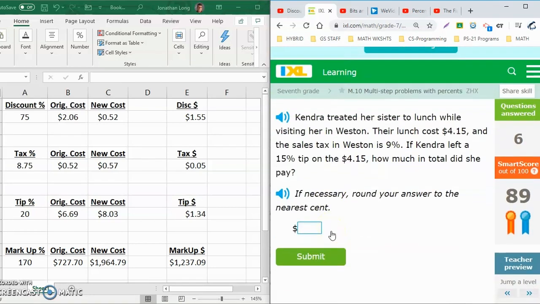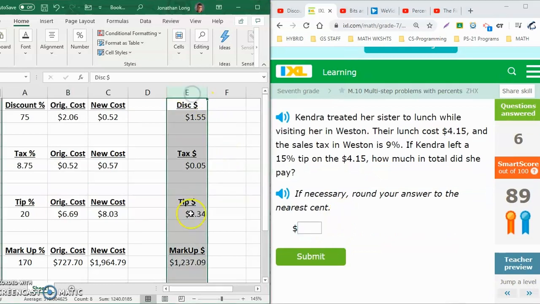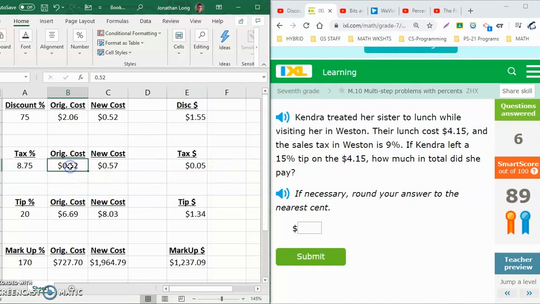Correct. So here's where this extra column in E is going to help us. Kendra treated her sister to lunch while visiting her in Weston. Their lunch cost $4.15, so there's sales tax and there's tip. Both of them are coming off of the $4.15. So let's go over to tax, $4.15. Let's go over to tip, $4.15.